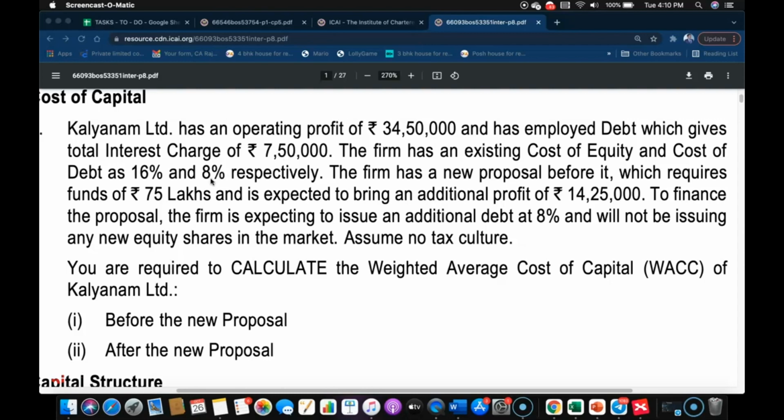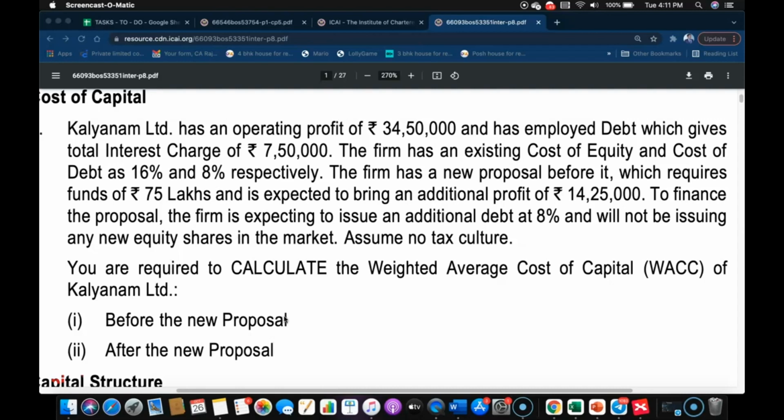Then how do we find out the value of equity? You are given operating profit. Operating profit is basically profit before interest and taxes. From this, if you deduct the interest, you get the profit before tax, and the question says no tax. So that becomes profit after tax, and that becomes profit available for equity shareholders. If you divide that profit by the cost of equity, in this case 16%, you will get the value of equity. In this way, you can find the value of debt and the value of equity, and then the weighted average cost of capital before the new proposal.